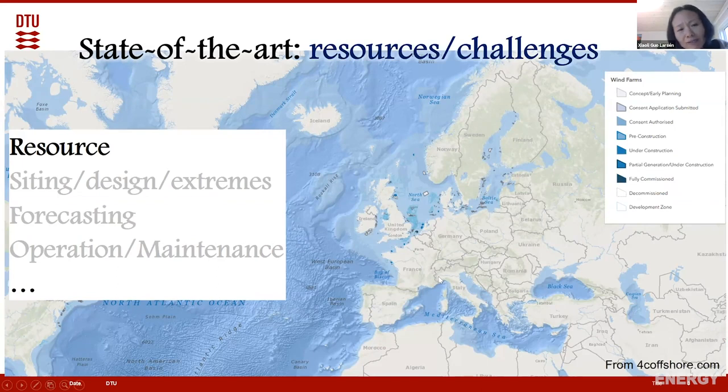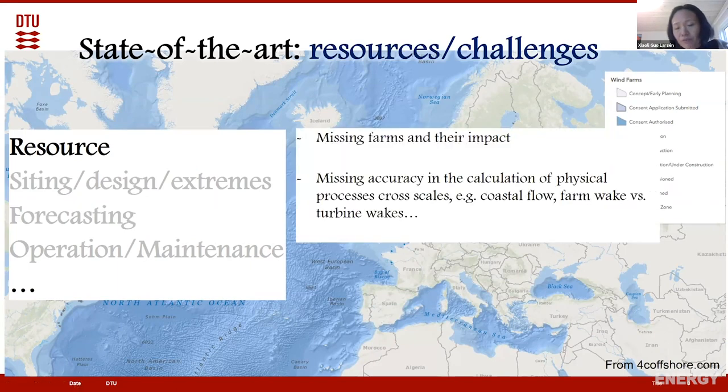So if we now focus on the resource, you just heard what Charlotte explained. Currently, in the calculation of offshore wind resource on a mesoscale scale, you don't see wind farms there, nor their impacts on each other, and also you miss some details, which can be put into words like accuracy of physical processes on different scales.